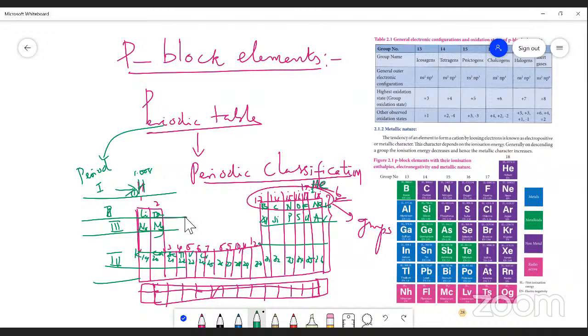The middle of the series is called D block elements. The first of the series is called S block elements. The last of the series is called F block elements. And this series is called P block elements. This is the point you should understand here.